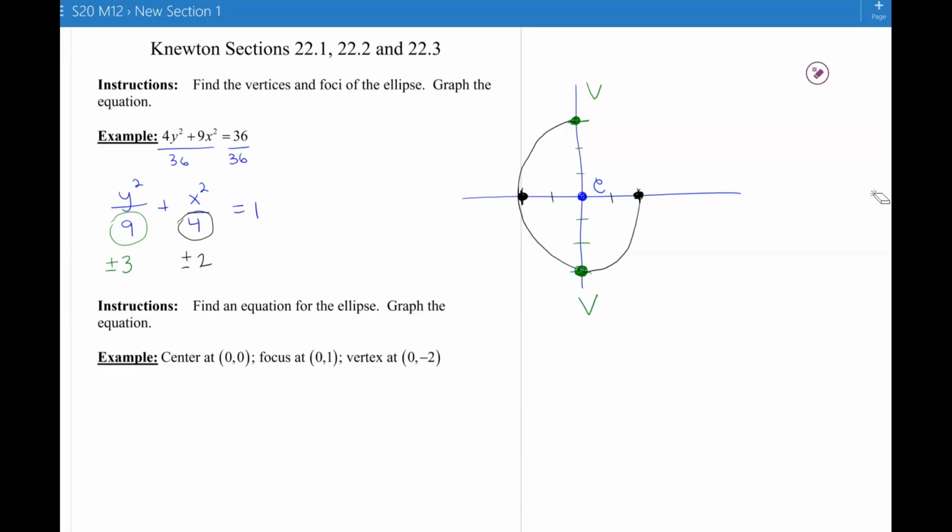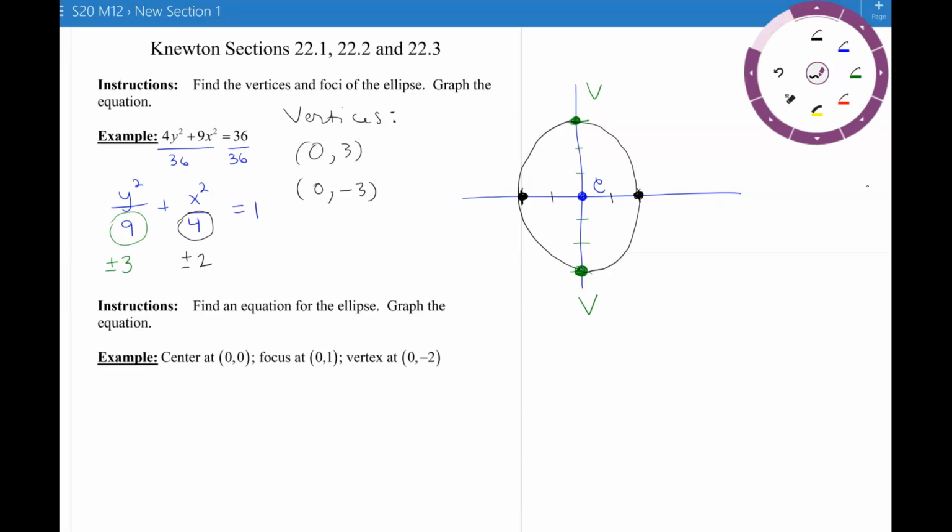And different people find it easier to do this different ways. Some people do one quadrant at a time. Some do one big loop. It's however it works best for you. So let's answer the questions here. We know the vertices. We can see that it's (0, 3) and (0, -3).